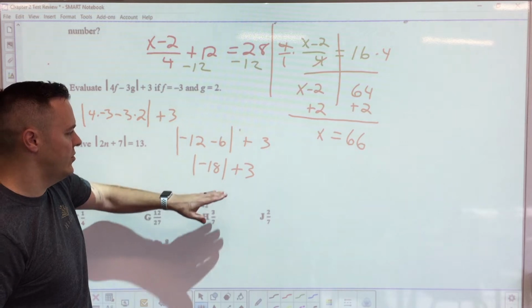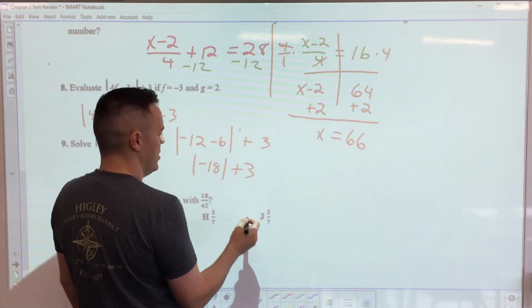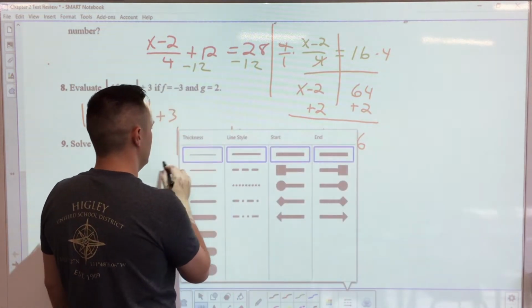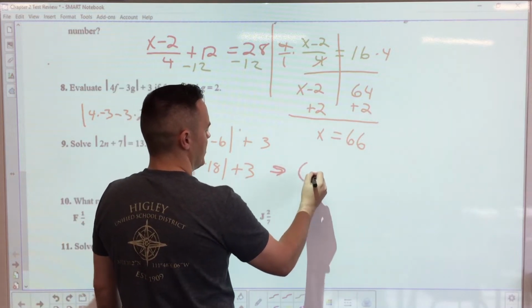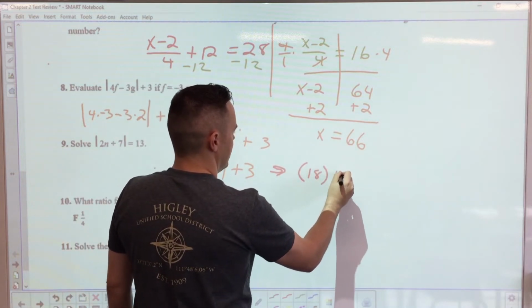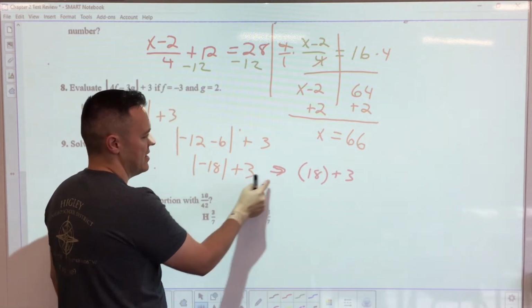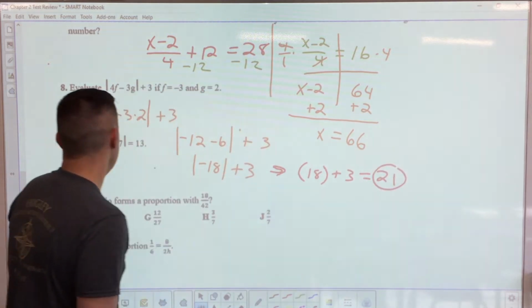Now, when you take the absolute value away is when you cancel out the negative. So we're going to rewrite this on this side of the equation over here. We're going to rewrite this with a bracket of 18 plus 3. The reason we're doing that is once we take the absolute value away, you take the negative away. 18 plus 3 is 21. So that is the answer.